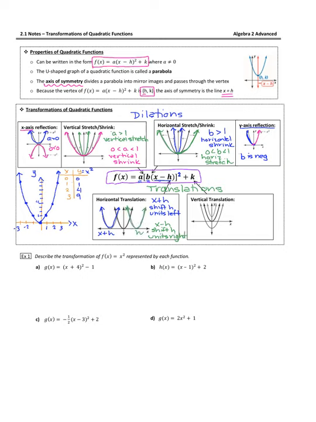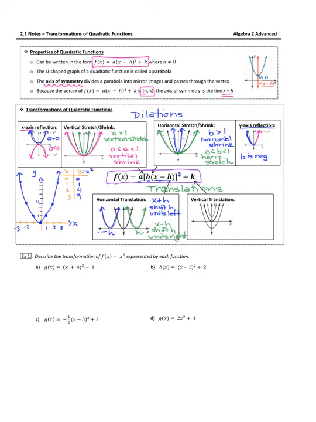So this would be h, and let me go ahead and correct this. This would be at a minus h. So it's actually x minus a negative h when you're going back in the negative direction. But it always works opposite horizontal as you see it.